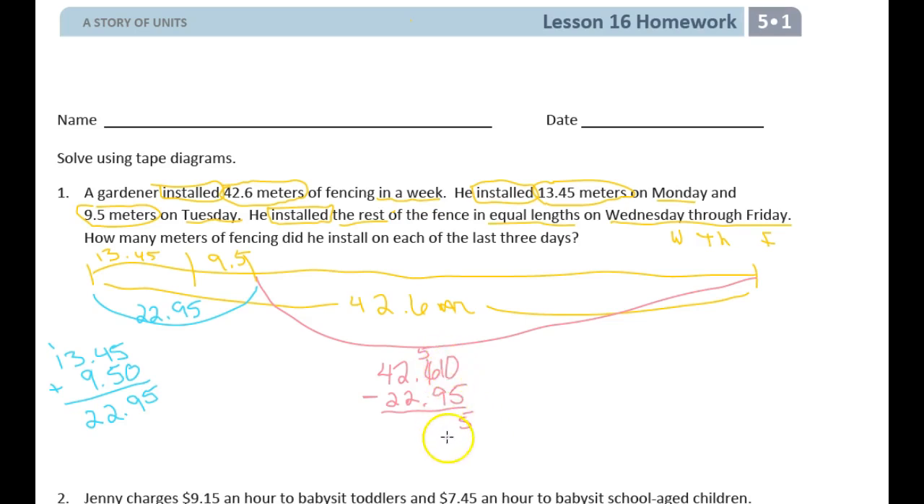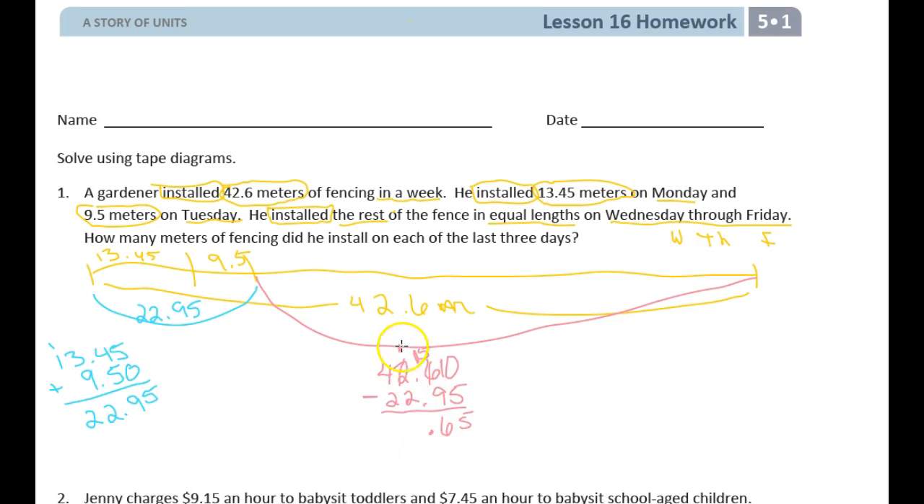5 plus 5 would get you your 10. I can't take 9 away from 5 because 5 is smaller. So I'm going to borrow from this 1 that I'm taking and turn it into 10 tenths. And I know that 9 plus 6 would get me 15. So 15 take away 9 would leave you with 6. Either way, you're good to go.